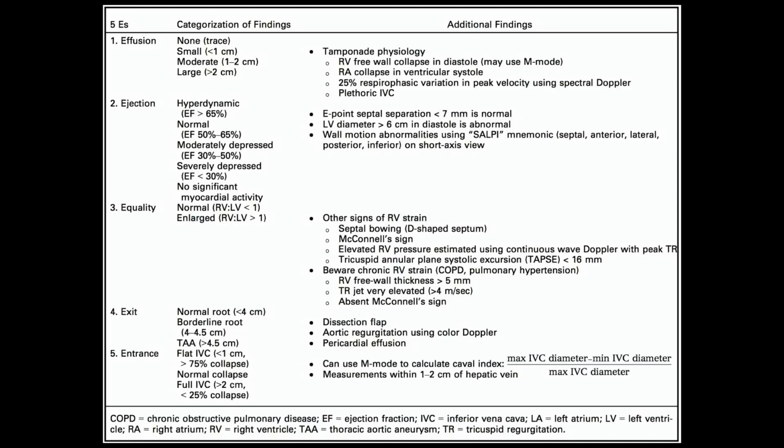What's the RV-LV chamber size, right? Is the RV bigger than it should be, or is it normal sized? What does the aortic root look like? Is it 4 centimeters or less, or is it bigger, right? And what does that mean?